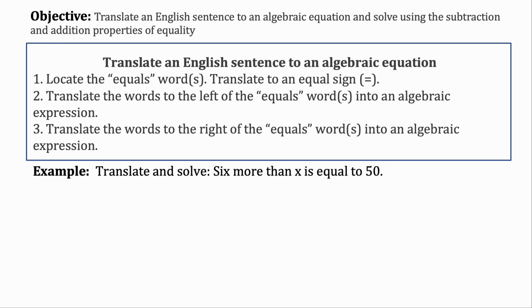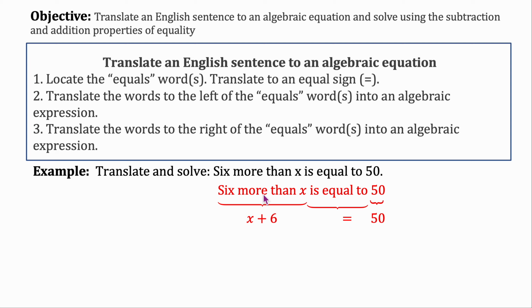So here's our first example. It says to translate and solve 6 more than x is equal to 50. So the equal sign is going to be where it's blatant in this one. It says is equal to. So in that position, we know is the equal sign. So we need an expression to the left and an expression to the right.